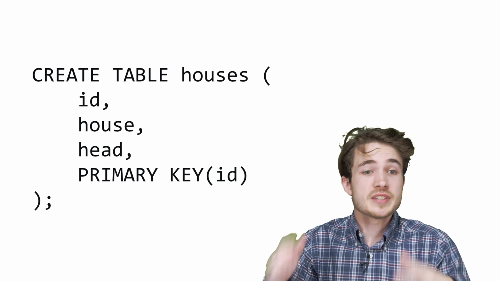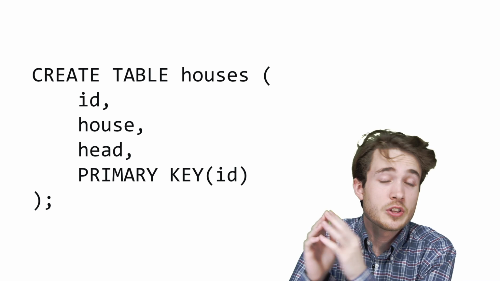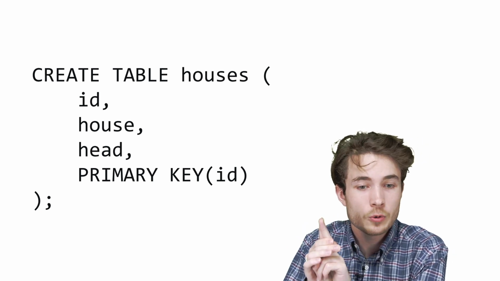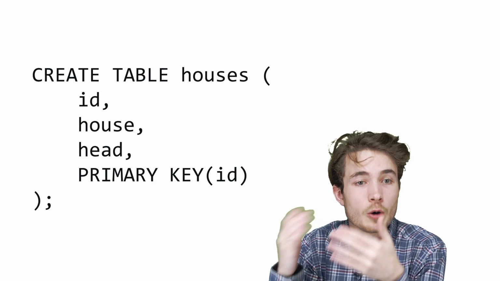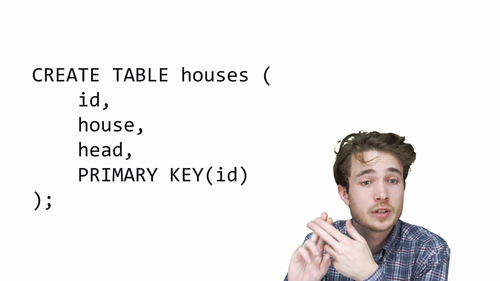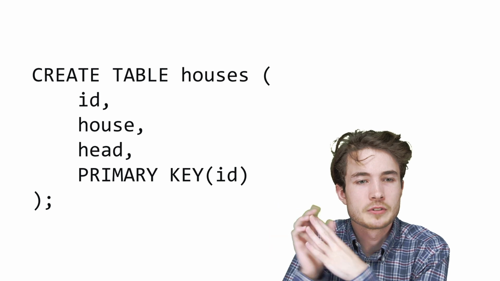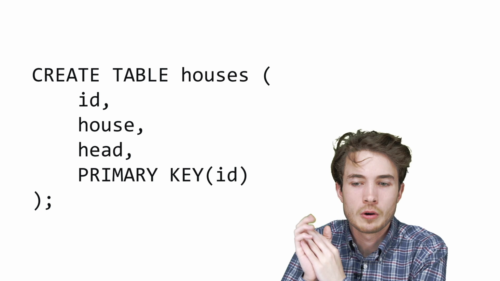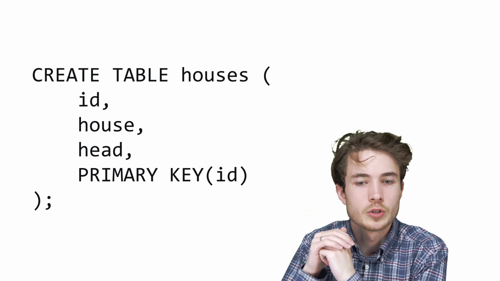We could say, create a table called houses that has three different columns now. One called ID, one called house, and one called head. So the table called houses will have a column called ID, a column called house, and a column called head. And what is this last bit doing for us here? Any ideas? What is that specifying about our table? That fourth kind of row here.